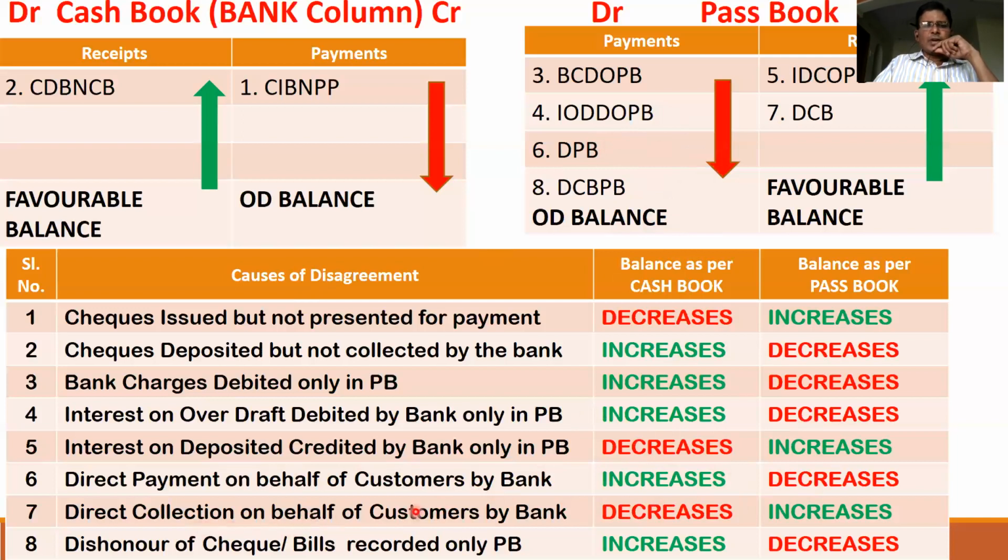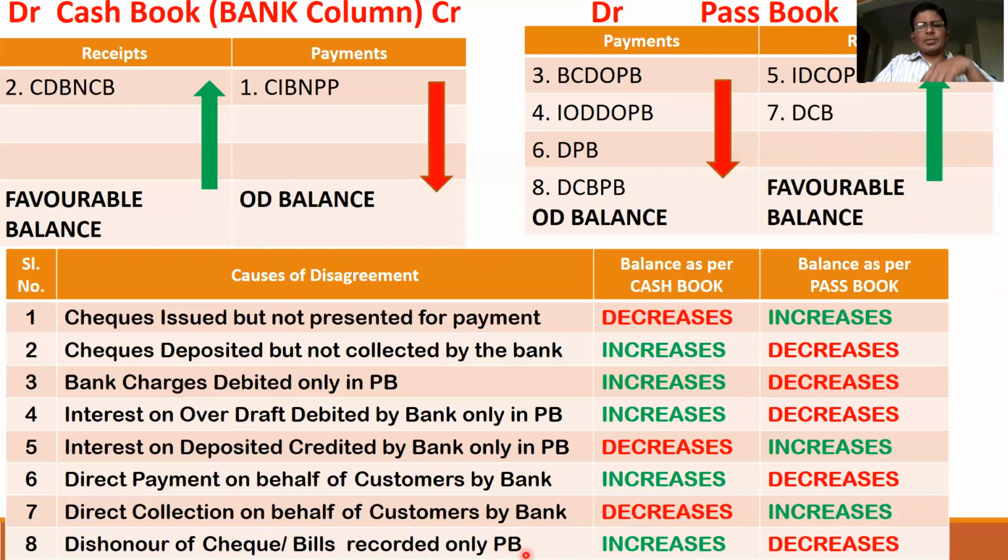Direct collection on behalf of customer by the bank. Bank sometimes not only pays on behalf of customer, but also collects on behalf of customer. Whatever the collection, it is entered on the receipt side, so that when the passbook is created, the passbook balance automatically increases. The same is not recorded in the cash book. So for direct collection on behalf of customer, passbook balance increases, cash book balance decreases.